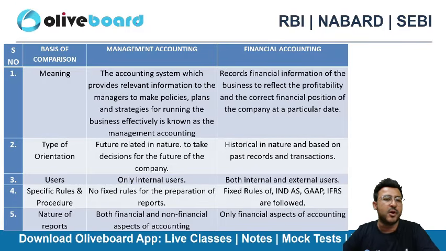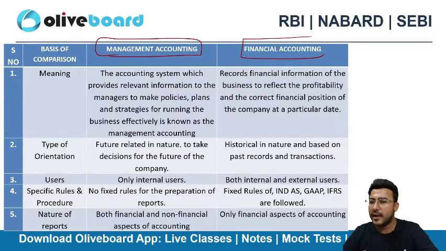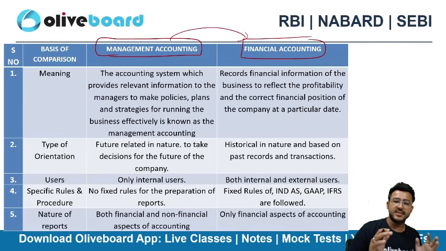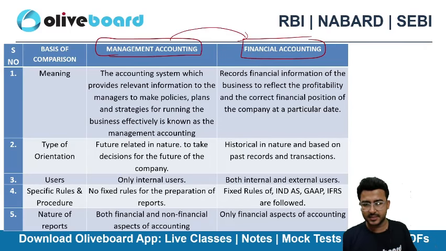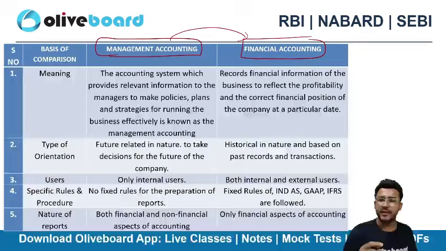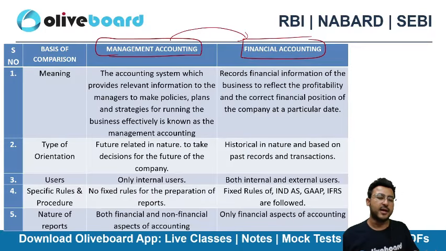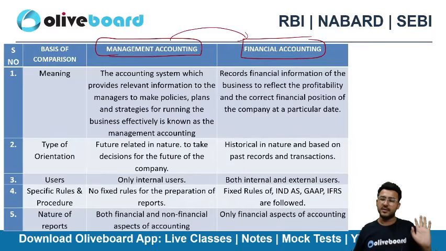Now let's discuss management accounting and financial accounting. How management accounting is different from financial accounting. We all know what management accounting is all about. It is an accounting system that helps managers to take decisions, right? However, financial accounting is nothing but recording of financial information for the business so that we can ascertain correct profitability, we can ascertain correct financial position.